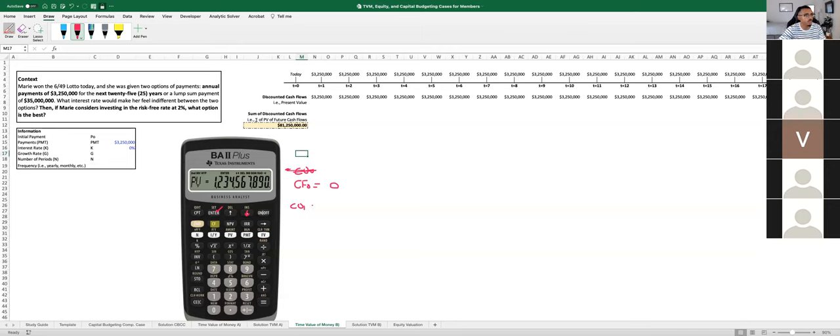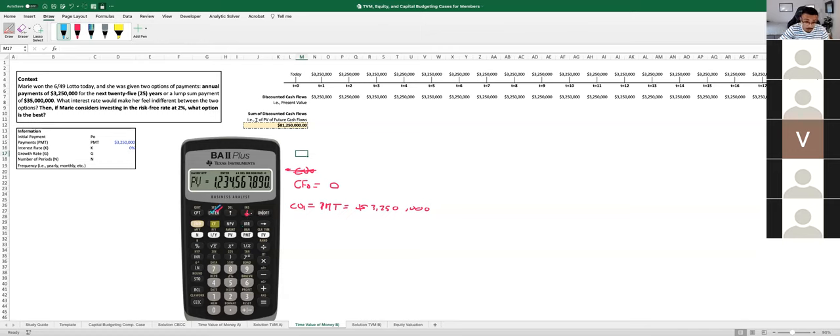Is it C01, everybody? Do you see C01 or CF0? CF1, okay, amazing stuff. Once you see C01, all that you need to do is plug in the payment that was mentioned in the question. In this case, all you need to do is write $3.25 million. Once you've plugged in the payment, the cash flows that are expected to be received, please press Enter.